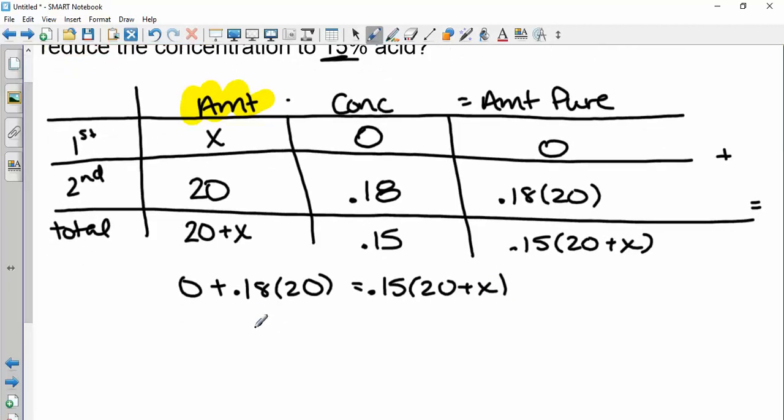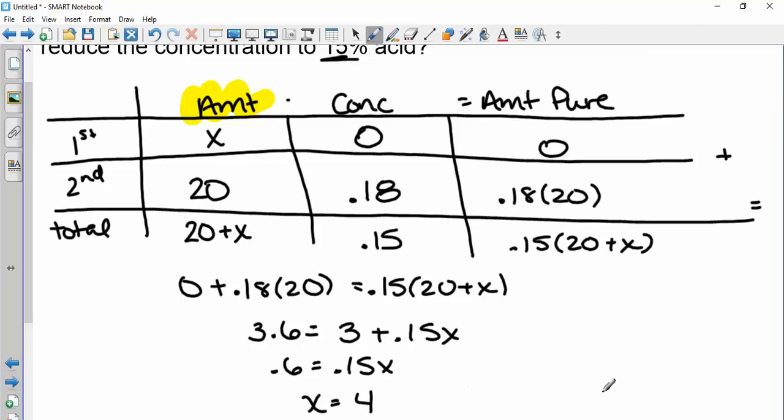So if we multiply 0.18 times 20, 3.6, 0.15 times 20 is 3. Subtract over your 3, divide by 0.15, and we get 4. So the question was how much water? It must be 4 liters of water.